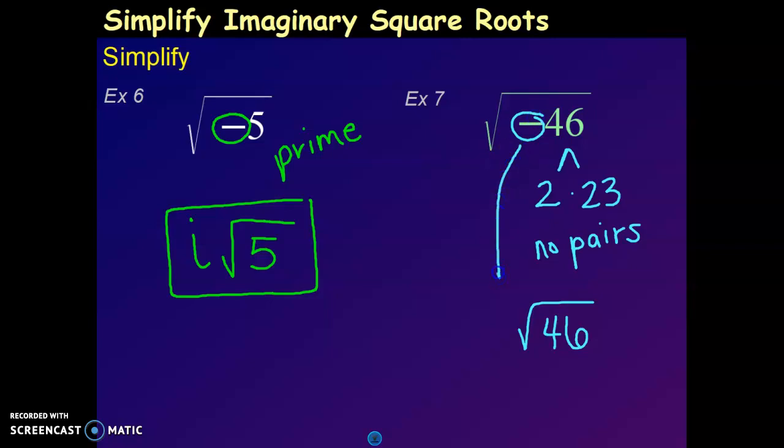And the only thing we can do, because it was negative, we know it's imaginary, so we can pull out that i. So just be aware, even 46, that's a bigger number, and it does factor, but it doesn't have any pairs of factors. So not every square root is going to break down. So sometimes all we can do is realize that it's imaginary, so write the i on the outside and then write the square root of the positive number on the inside. So again, not super common, but maybe you'll run into one or two of those tonight as you practice your Delta Math assignment, so I just wanted you to be aware.